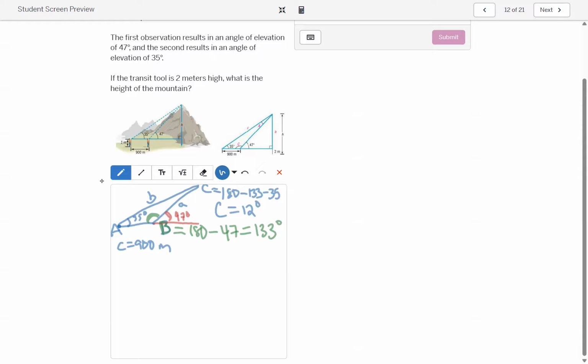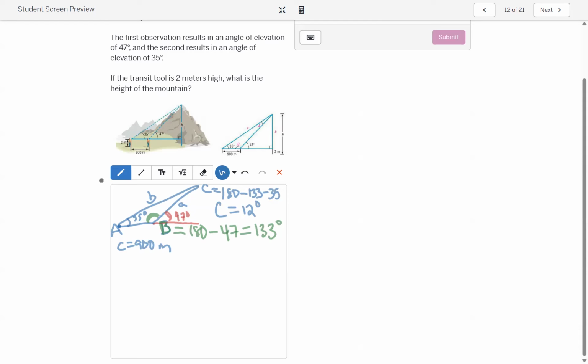Now I want to figure out the height. To figure out the height, I'm going to use a right triangle. I know the angle, I know the height. If I can figure out the hypotenuse of one of those right triangles, I could use it to find the height using right triangle trigonometry.